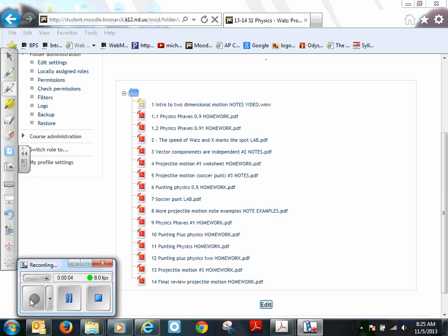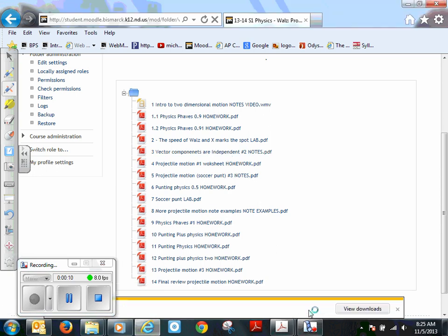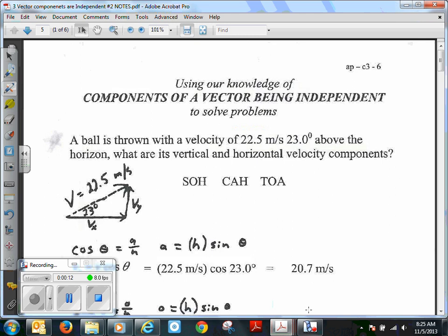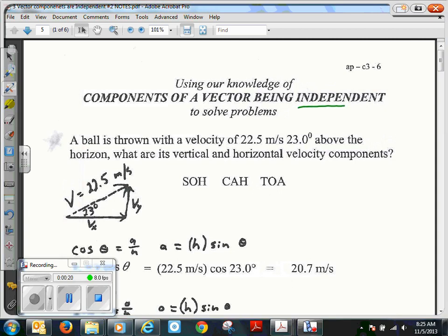We're right here. Number 3, vector components are independent. Number 2, notes. Okay, so we're going to take a few notes today. This is pretty easy stuff, but what we need to do now is concentrate on the vector components being independent. What I'm saying is the x and the y stuff during free fall are independent from each other.